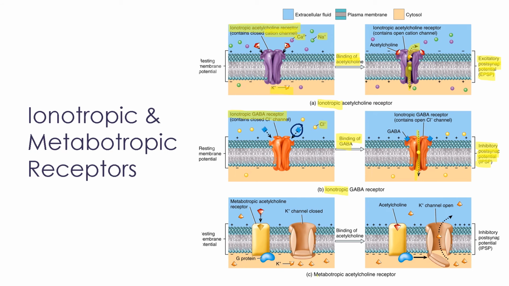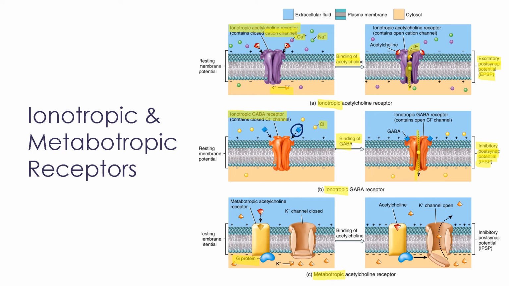Down here, we have the metabotropic receptor. This is a type of neurotransmitter receptor that contains a neurotransmitter binding site, but it lacks an ion channel as part of its structure. However, a metabotropic receptor is coupled to a separate ion channel by a type of membrane protein called a G protein.